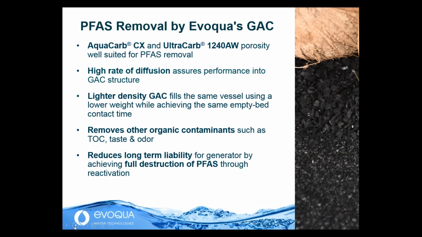So this next slide gets into Evoqua's GAC products for PFAS removal. We've just talked about the AquaCarb CX product, which is our enhanced coconut GAC. But we also offer our UltraCarb 1240AW, which is a subbituminous-based coal product. As I mentioned, both of these products have optimized porosity for PFAS removal, which provides a high rate of diffusion. It's also important to note that both of these products have lighter density than a typical GAC, and that means that basically it is able to accomplish the same, if not better, performance with less weight.